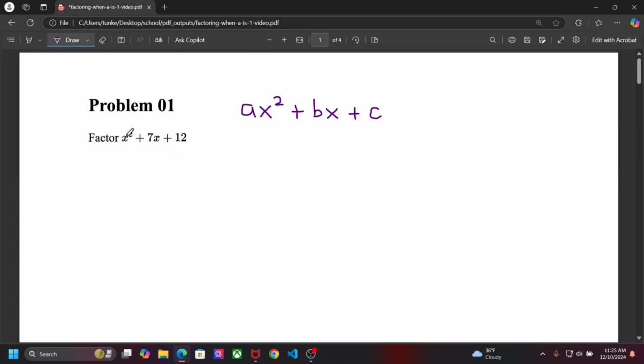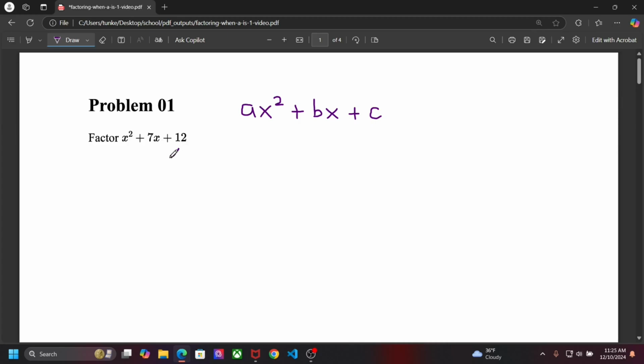So the number in front of x squared equals 1. Typically, you will not see the 1 written in front of x squared. This strategy will work during that. Okay, so let's get to it. What we need to do is list the factors of c. So I have this quadratic: we're factoring x squared plus 7x plus 12.